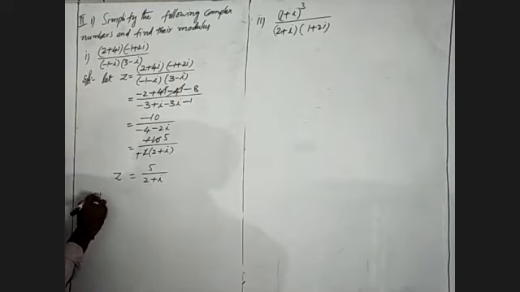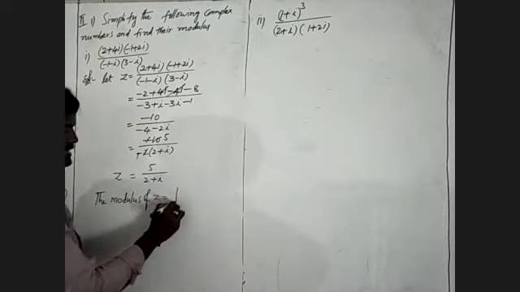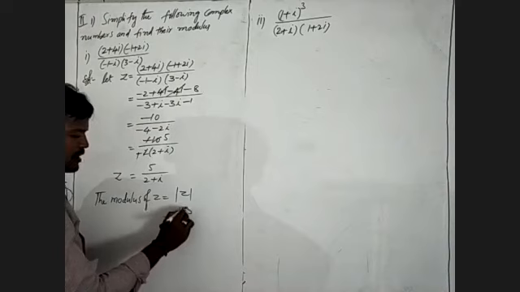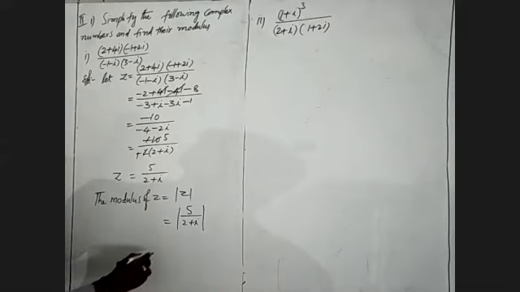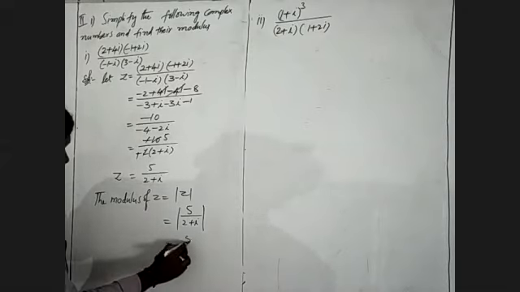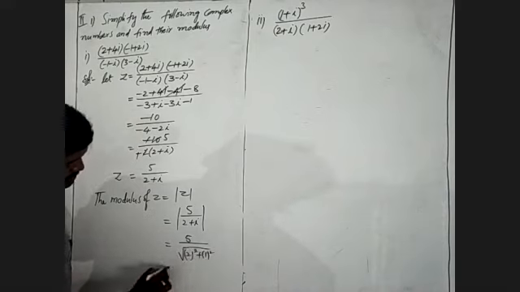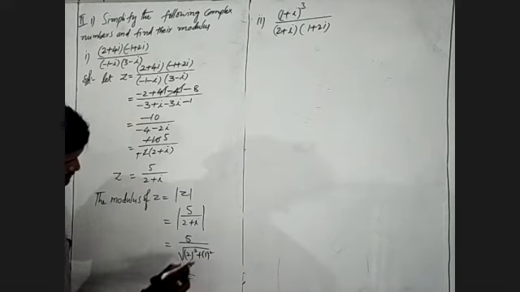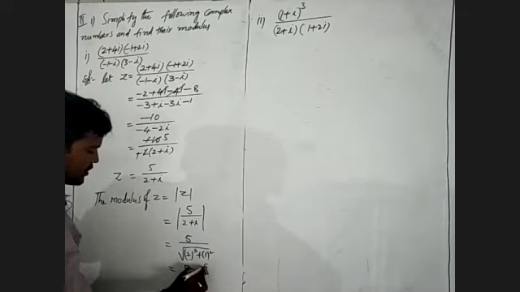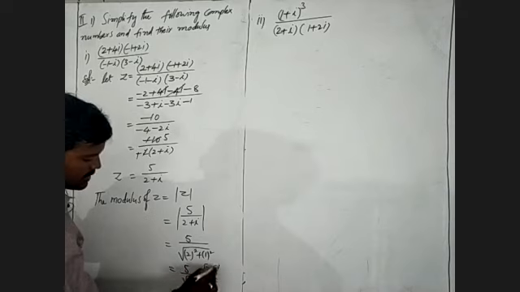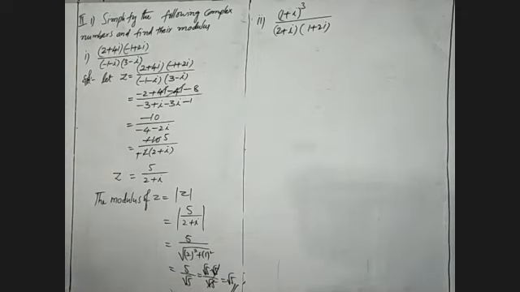The modulus of z is nothing but mod z, that means mod of 5 by 2 plus i. Mod of 5 is always 5. The denominator we have to write as root of 2 square plus 1 square. That means 5 by root 5. 5 by root 5 is nothing but root 5 into root 5 by root 5. Both will be cancelled. Then the remaining answer is 5.